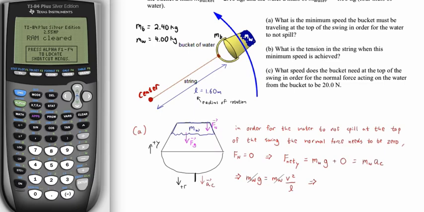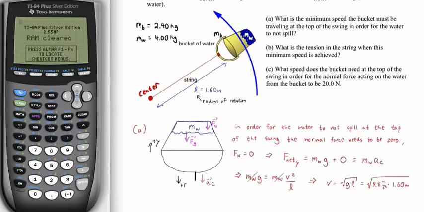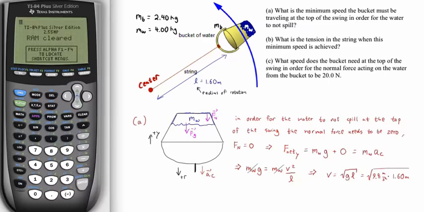And so then when we actually solve for the velocity, it's just going to be the square root of gL, and that's just going to be the square root of 9.8 meters per second squared times 1.6 meters. Okay? All right, and so then what that's going to look like, that gives us a v minimum, right, because this is the minimum velocity that the bucket needs to be moving at in order for the water to not spill, of 3, well, let's plug in the number here.